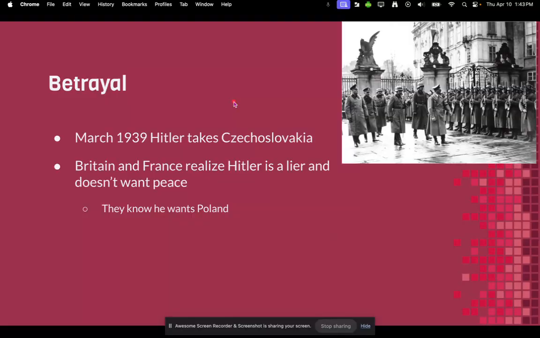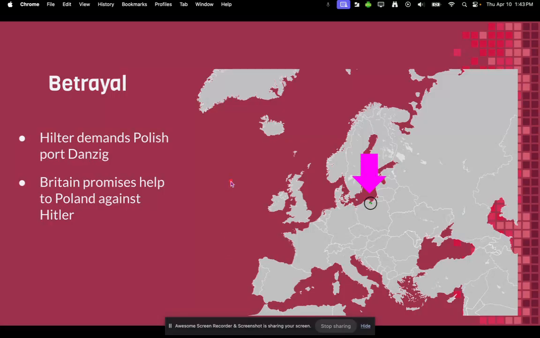Then there's the betrayal. In March of 1939, Hitler takes over Czechoslovakia. Britain and France realize Hitler is a big liar, and he really doesn't want peace, but they also know Hitler wants Poland. So Hitler demands the Polish port of Danzig, which is this little port right up here. It's an important port. There's a lot of goods that get traded through this little port right here. And Britain promises help to Poland against Hitler if Hitler ever invades Poland.